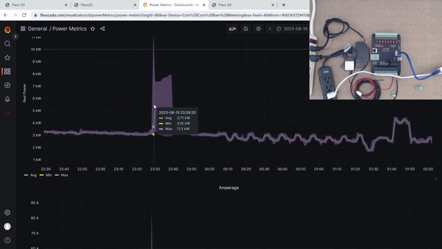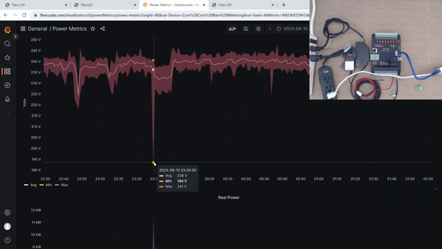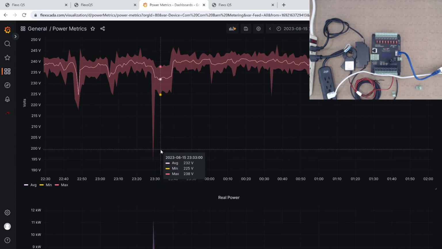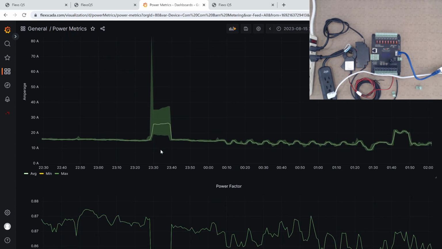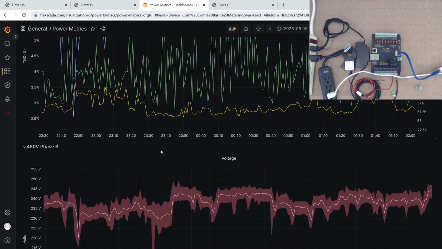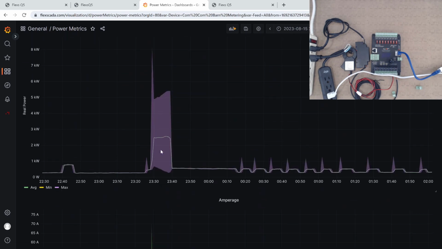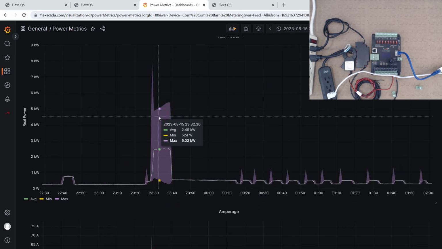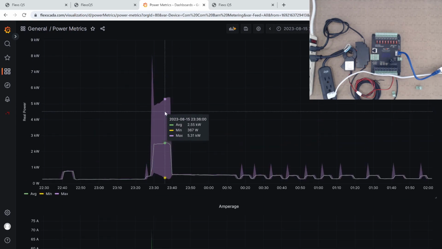And if we look up at the voltage at the same time, we can see there's also a low voltage recorded as well, under 94 volts. So it's super useful if you're trying to troubleshoot noisy power, any type of power interruption. Very, very useful functionality. You can see our phase B there as well, recorded the same kind of thing.